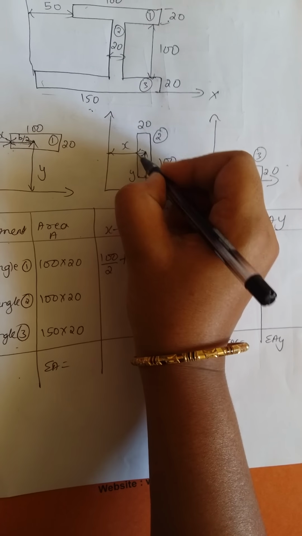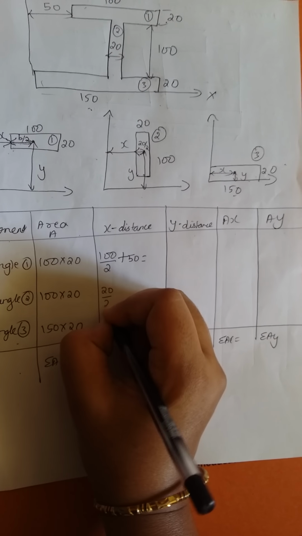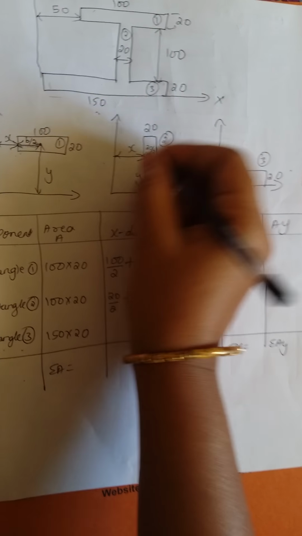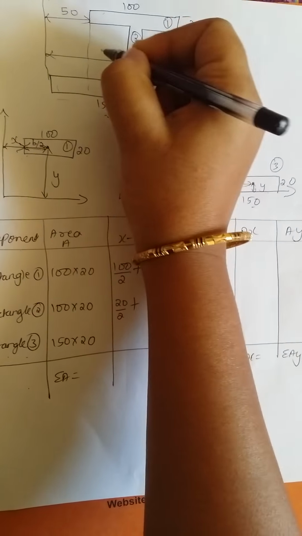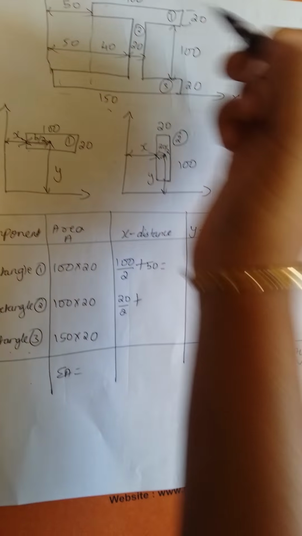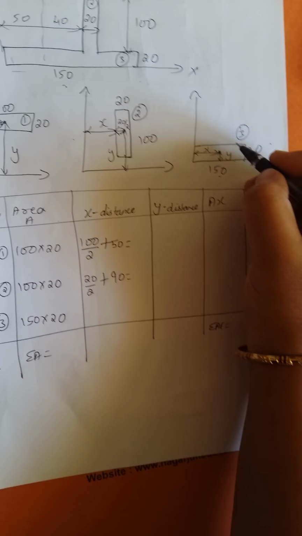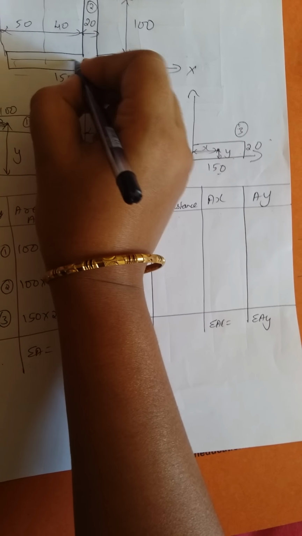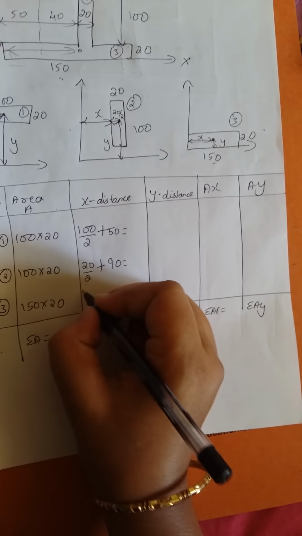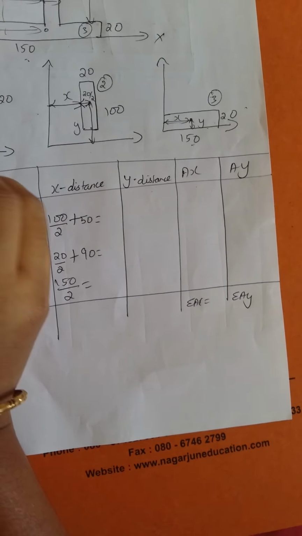Next, I am finding the x distance for the second component. From here to here it is 20 by 2, 20 by 2 plus the remaining distance. The remaining distance is, if you take, this is 40, this is 50, so plus 90, add it. Next, for the third component I am finding the x distance. The x distance will be exactly b by 2, that is 150 by 2.